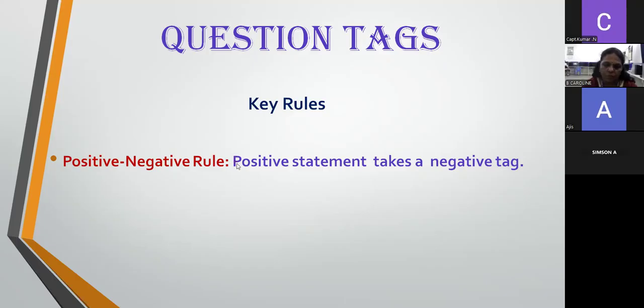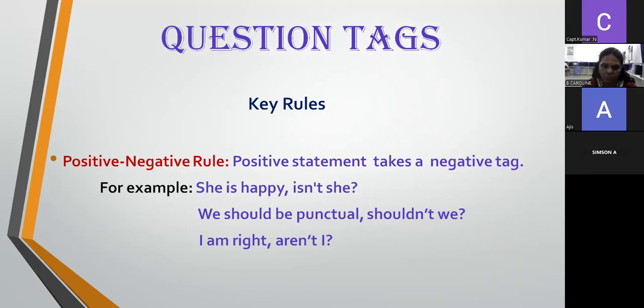Positive, negative. That means any statement which is positive will take a negative tag. See here, she is happy. It is a positive sentence. The verb is in affirmative, so the tag is in negative: isn't she? We should be punctual. Again, it is a positive sentence. Hence, the tag is negative: shouldn't we?